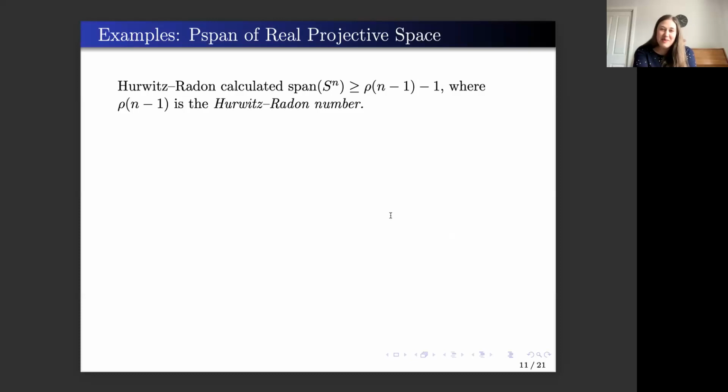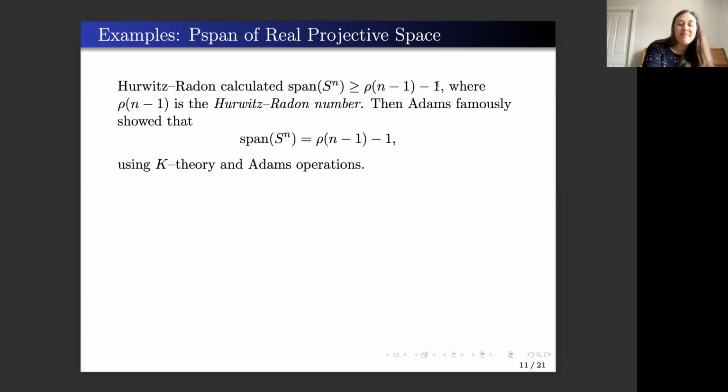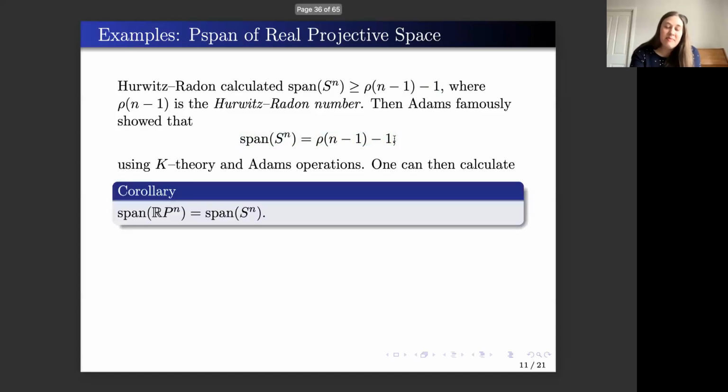Finally, this is a final example. I want to compute the projective span of real projective space for you. But before I do that, I just have to quickly tell you about the span of spheres. This is kind of a famous story. Hurwitz and Radon calculated a lower bound for the span of spheres in terms of these Hurwitz-Radon numbers, whatever they are, it doesn't matter. And then Adams famously showed that the lower bound is actually the upper bound. And then he calculated the span of spheres. And he did this using K-theory and Adams operations.